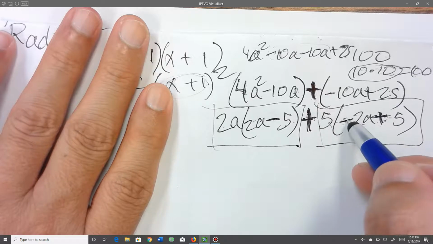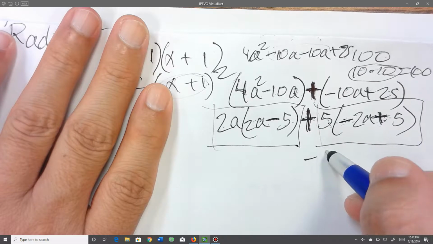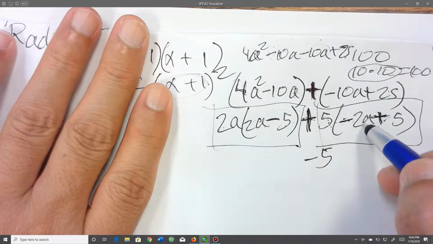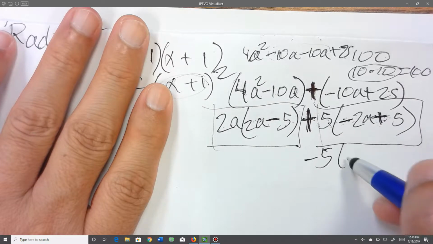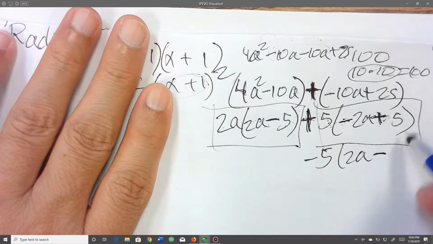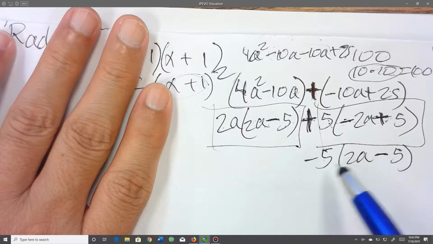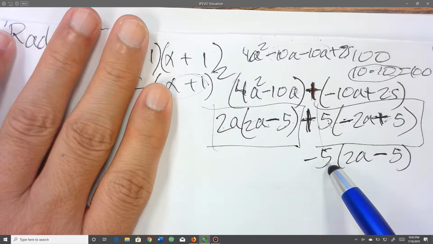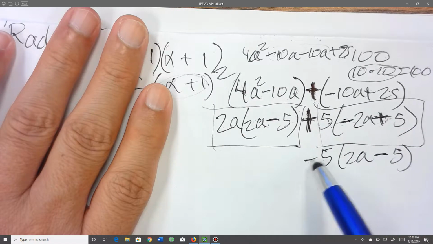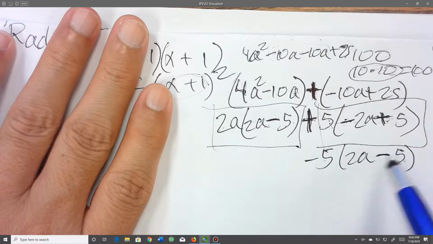If I factor out a negative 1 times positive 5 is negative 5, and then this stays as positive 2a, and this one changes into a negative 5, because if I multiply negative 5 times 2a, that's going to give me negative 10a. So we're still mathematically correct. If I multiply negative 5 times negative 5, that's going to give me a positive 25. So we are still mathematically correct.